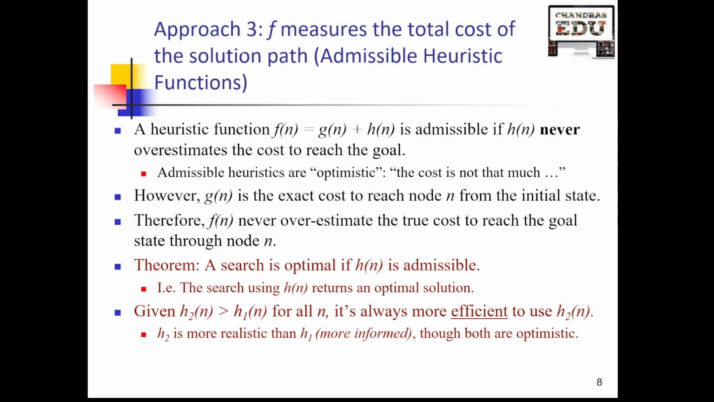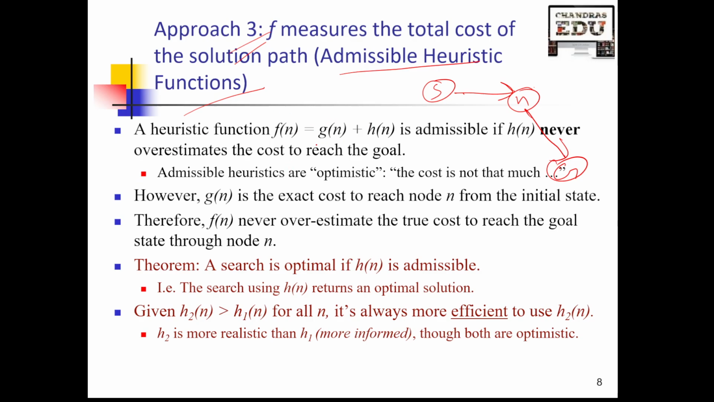Coming to the third approach, it measures the total cost of the solution path. Here we can call it the admissible heuristic function, because it considers the starting node, from that point to some node n which is in between, and from that node n to the solution. So whatever the distance from the starting node to node n, and from node n to the goal node, that total distance we are considering under approach 3.